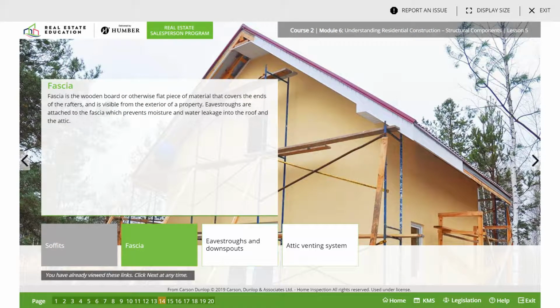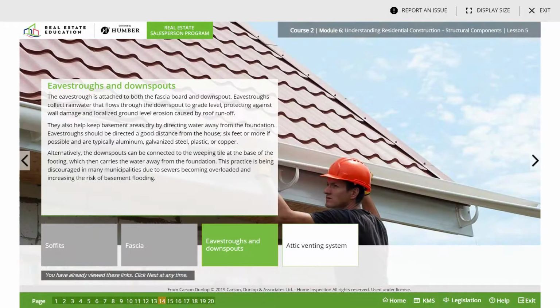What's a fascia? Fascia is a wooden board. I hope I'm pronouncing this correctly. Fascia is a wooden board or otherwise flat piece of material that covers the ends of the rafters and is visible from the exterior of a property. Eaves troughs are attached to the fascia, which prevents moisture and water leakage into the roof and the attic. We already know what this does.